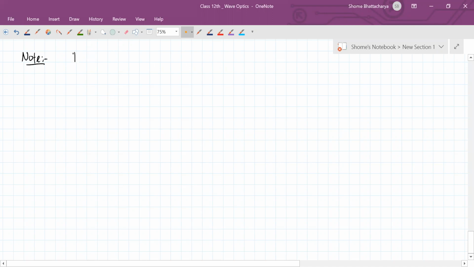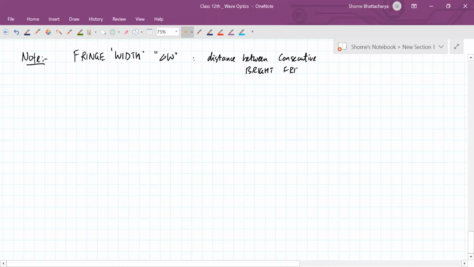So the fringe width is a term we define. Let's say delta W. It is the distance between consecutive bright fringes. Or you can even think of it as consecutive dark fringes. And you can see that delta W will be nothing but d lambda by d.